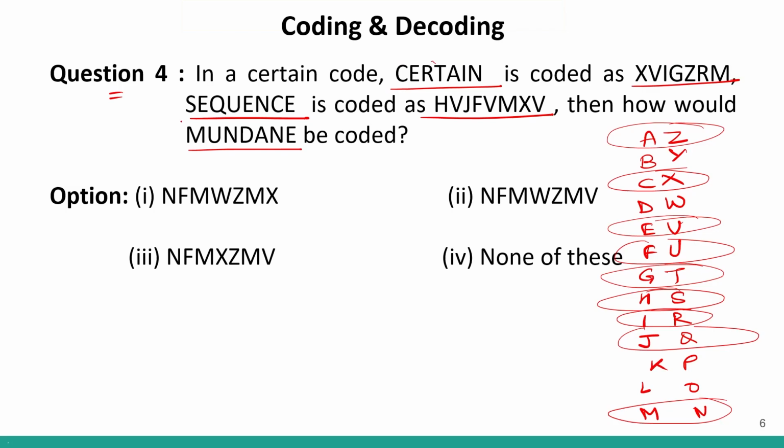So we'll do the same thing for mundane. What is the opposite letter for M? N. What is the opposite letter for U? F. What is the opposite letter for N? M. What is the opposite letter for D? For D it is W. Correct? What is the opposite letter for A? Z. For N it is M and for E it is V. So the code we will get will be NFMW ZMV. NFMW ZMV. This is given in option number 2. So option number 2 will be the correct answer to this question.